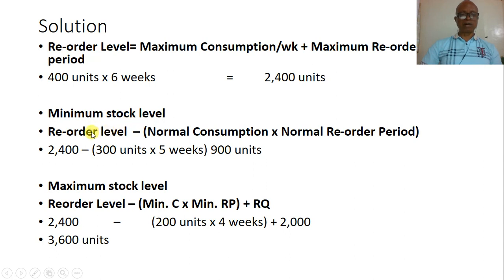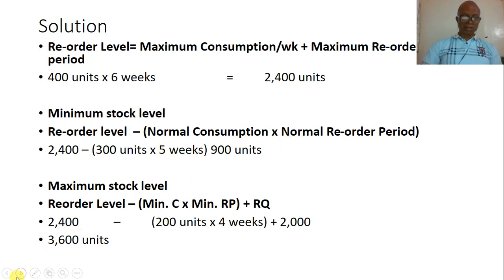It's important that you get to know this formula. Very, very important. Minimum stock level, the formula is reorder level minus, well, I've given this before, minus open bracket normal consumption times normal reorder period close bracket. So we have 2400 as calculated. This is usually the first calculation that you do, the reorder level. So reorder level is 2400 minus 300 units, that's the normal consumption, multiplied by 5 weeks, which is the normal reorder period.